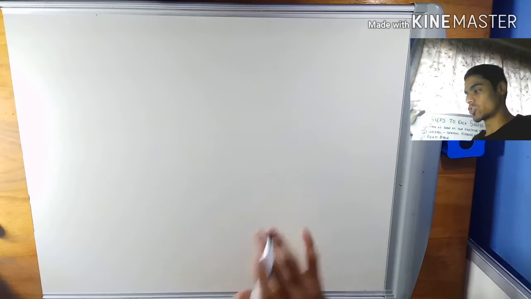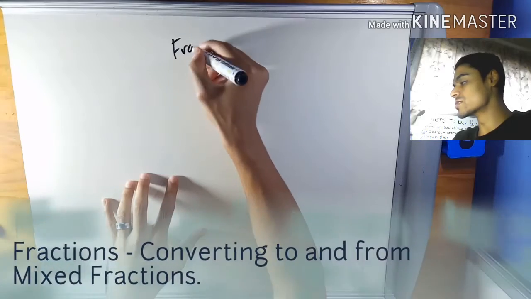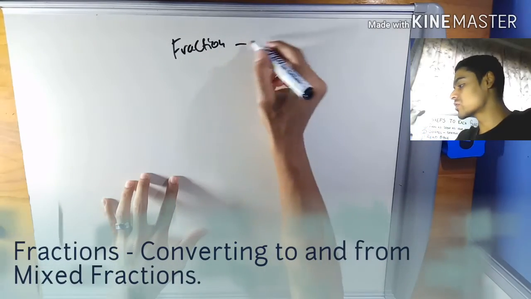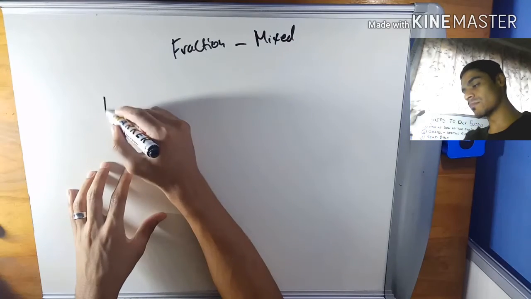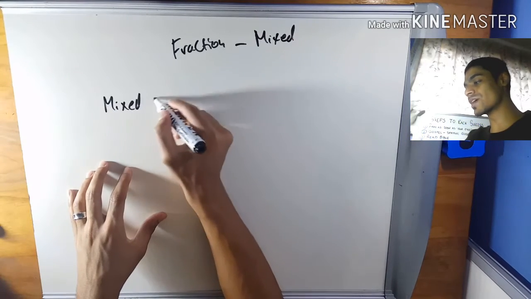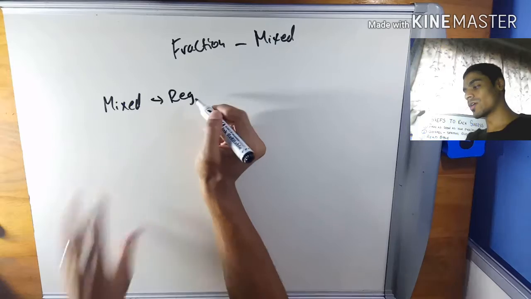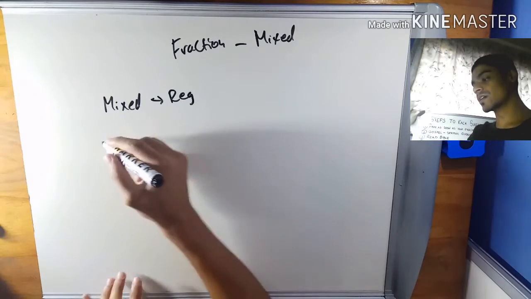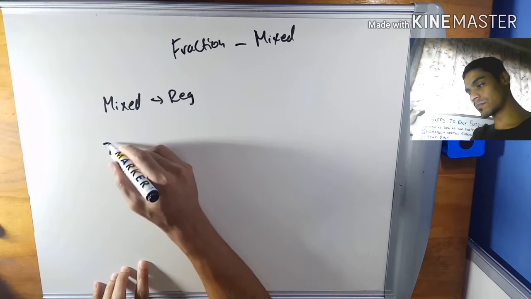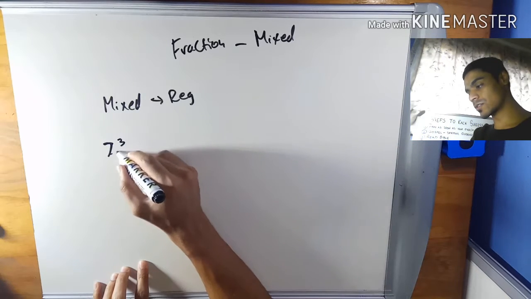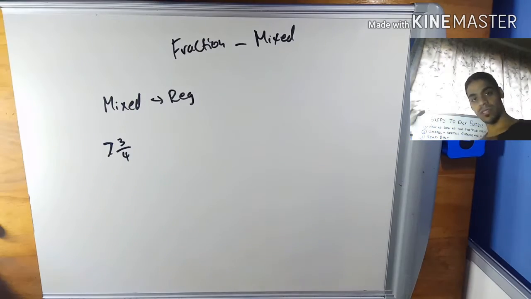Today's video session is going to be a short one on fractions and how to convert them to and from mixed fractions. Let's start off with a mixed fraction being converted into a regular fraction. A mixed fraction generally consists of a whole number, I'll say 7, and a fraction, 3/4, both holding the same space.